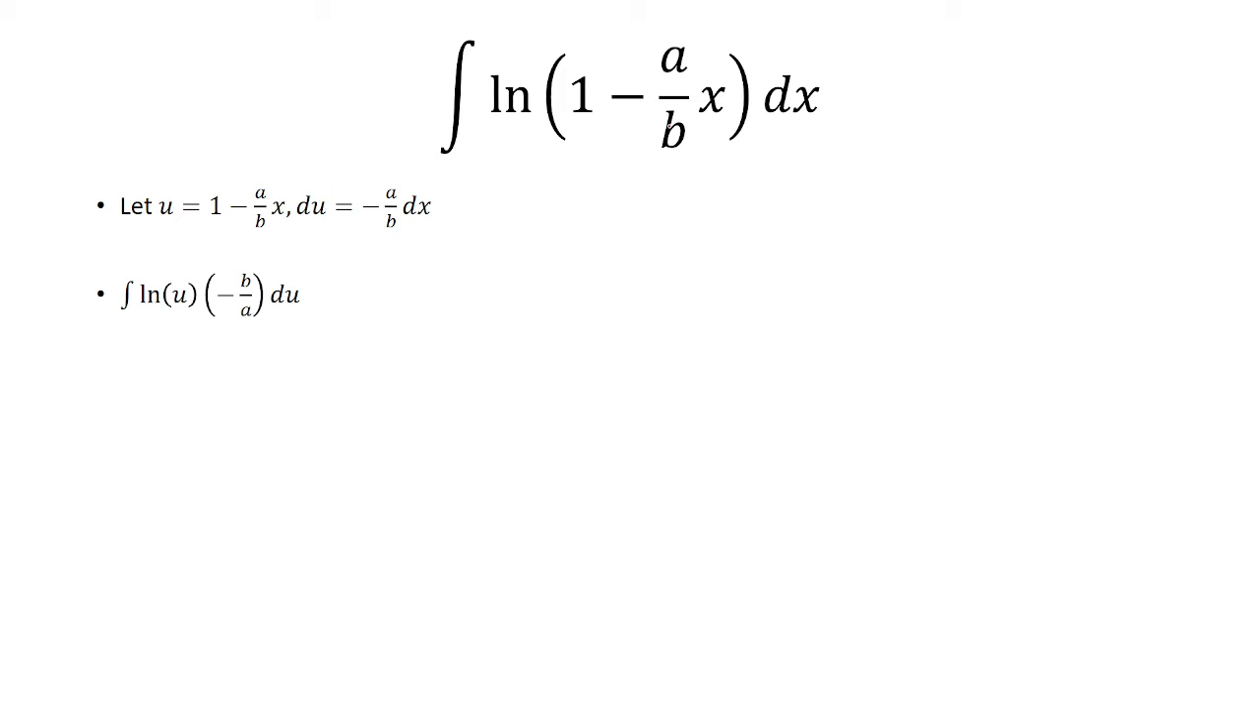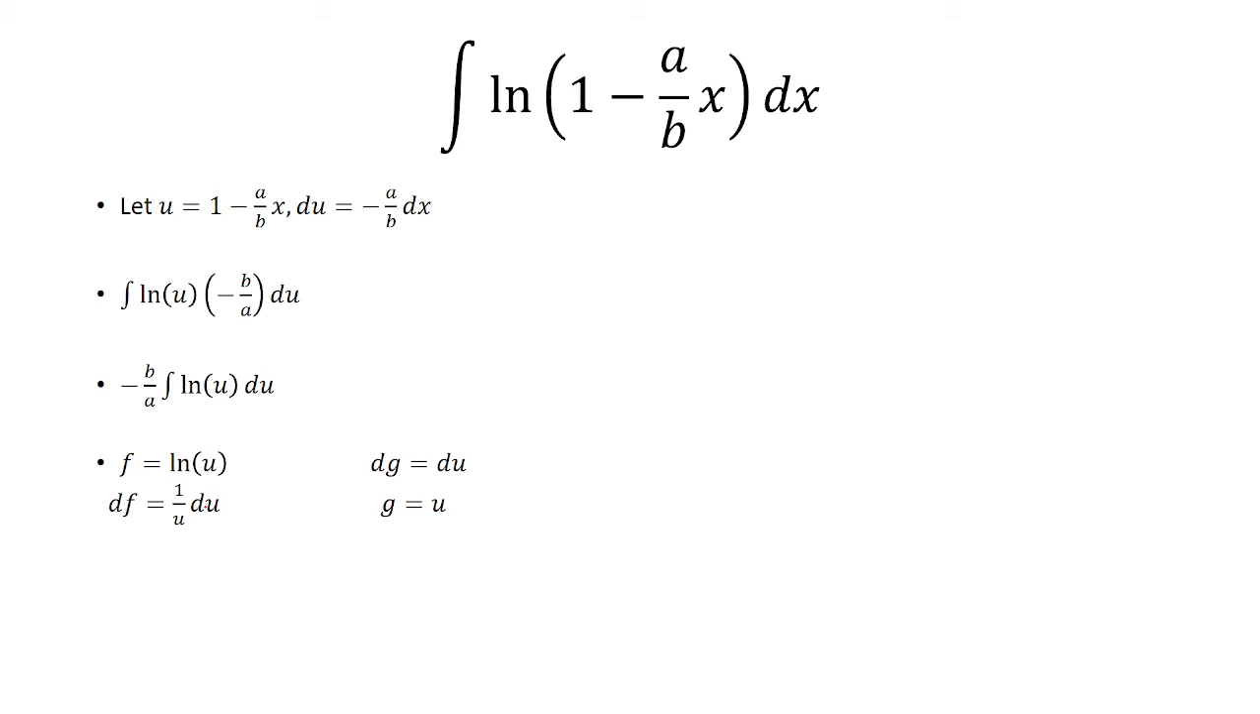Now the inside becomes u, so we have ln of u, and if I multiply both sides by negative b over a, I get that dx is negative b over a du. Now I can factor out the constant, so we have negative b over a outside times the integral of ln of u du. In order to integrate this, we're going to let f equal ln of u, and then dg will be du. So this is using integration by parts.